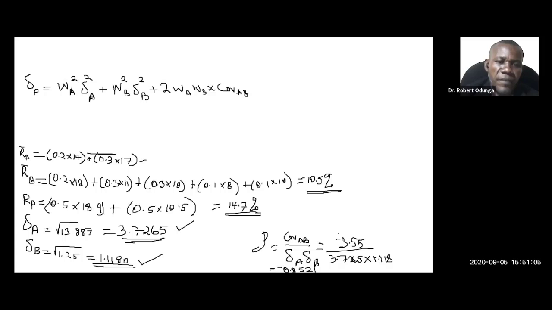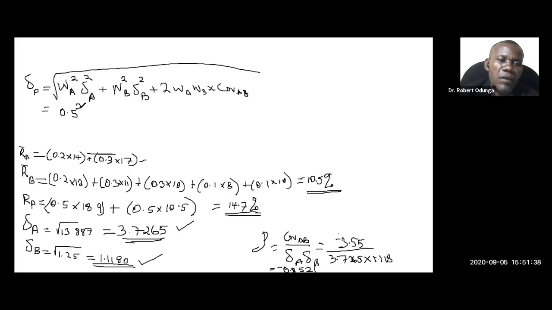Okay, this is the formula: 2 times weight of A, weight of B, not square. So can you substitute? And actually, for us to get the risk, it's the square root of all that. So this equals weight of A, which is 0.5.